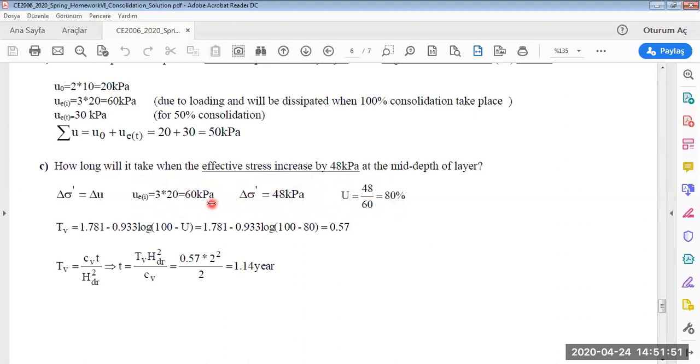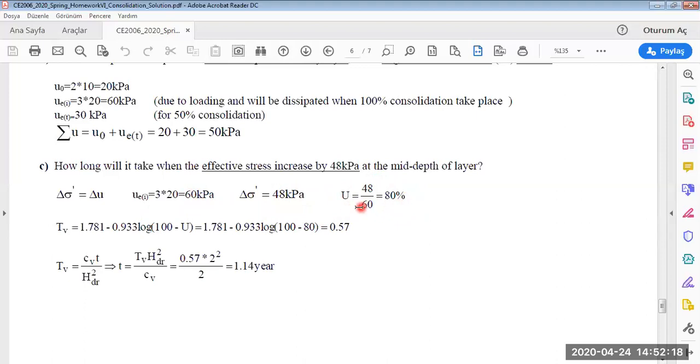If 100% of the consolidation takes place, 60 kilopascal pore water pressure will be dissipated. For what situation 48 kilopascal excess pore water pressure will be dissipated? This is the question. So we can calculate from here.